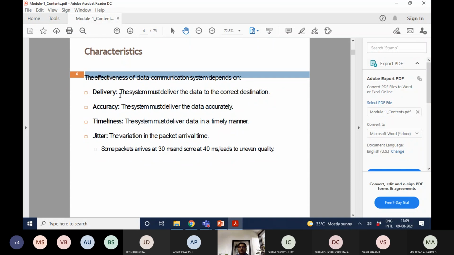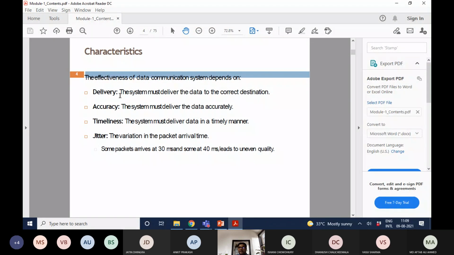And the second aim is how accurately it is delivering. The system must deliver the data accurately, without any kind of fault. Then we can tell that the accuracy is 99% or 98%. Nowadays, whenever we are talking about COVID-19 vaccines, we say the accuracy for some of the vaccines is 90%, 94%, 85%, 81%. So, how much accuracy we can get in case of our data.